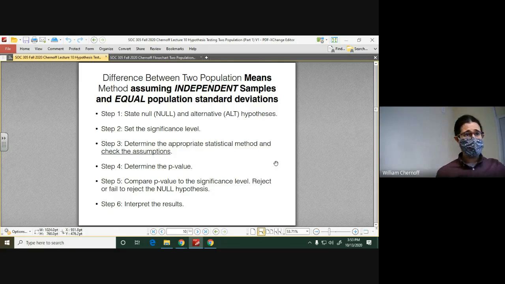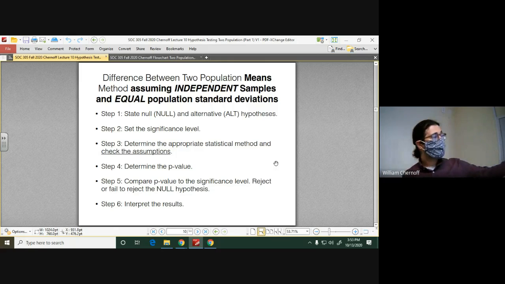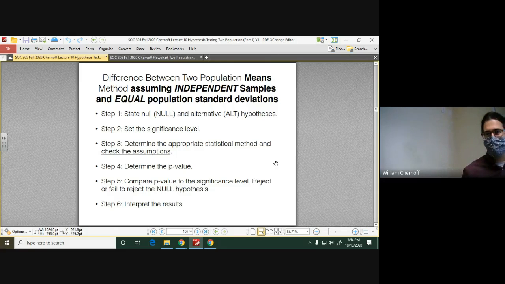So step 1, we want to state our null and our alternative hypotheses. Step 2, we set our significance level. So we usually conform to the scientific standard of setting it to 0.05. Step 3, we determine the appropriate statistical method. So in this case, whenever we're comparing 2 population means, and we think that the populations have equal standard deviations, then we're talking about this method. And then we check all of the assumptions.